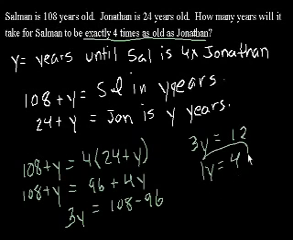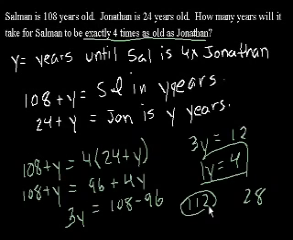So our algebra has told us that in 4 years, Salman is going to be exactly 4 times as old as Jonathan. Let's see if that's true. Well, if Salman is 108 right now, in 4 years, he's going to be 112. And if Jonathan is 24 right now, in 4 years, he's going to be 28. And let's see. 28 times 4 is 80 plus 32. Yep, exactly. It'll be 112. So it looks like that problem worked. Excellent. Let's do another one.